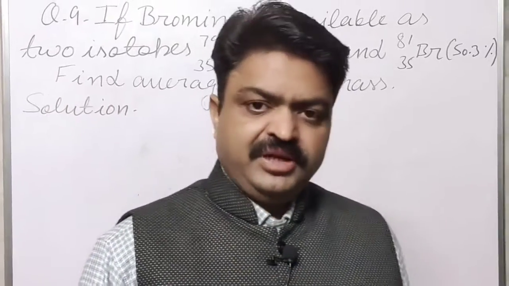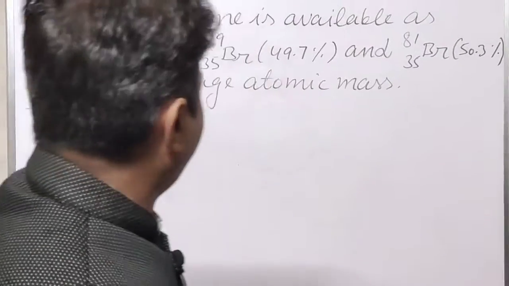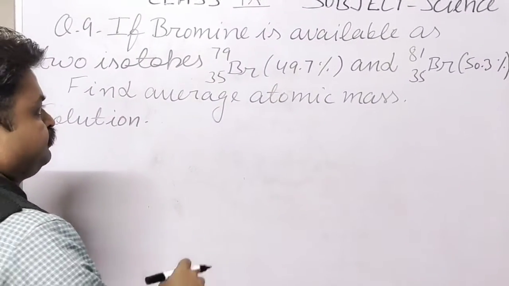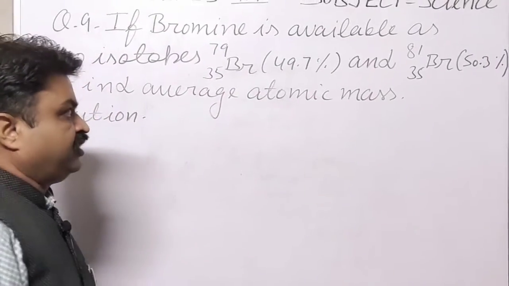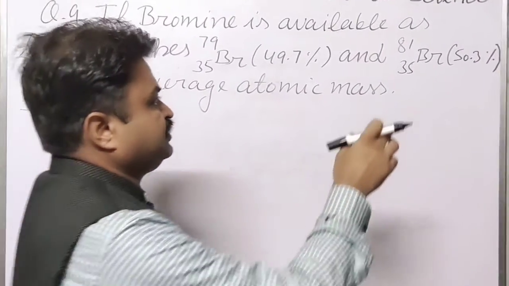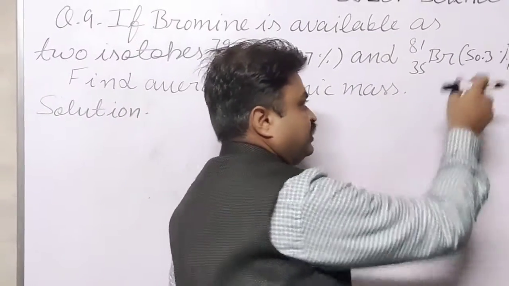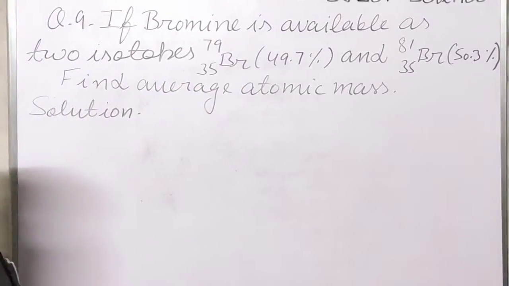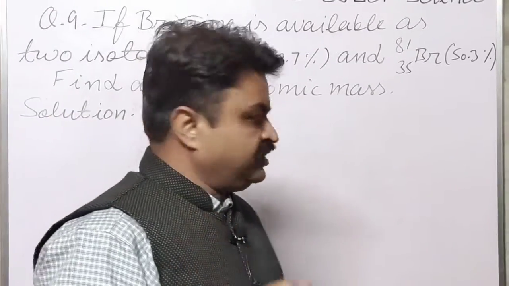There is question number 9 given in your exercise, students. It is: if bromine is available as two isotopes, the first isotope has the percentage 49.7 and the second isotope of bromine has the percentage 50.3. So find the average atomic mass of bromine. So how will we find this, students?